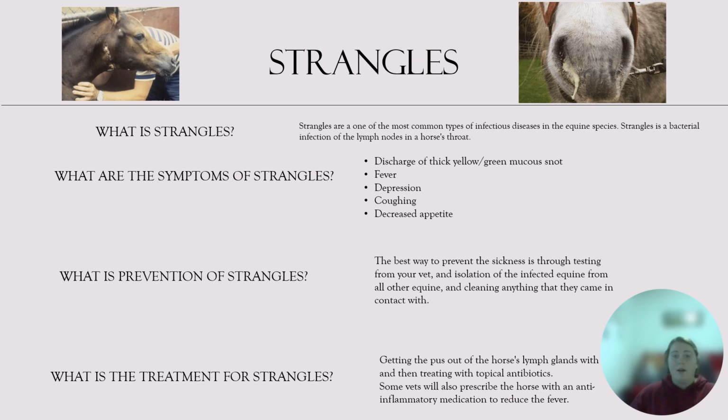Strangles is one of the most common types of infectious disease in the equine species. It is very, very popular among the equine industry. Strangles is a bacterial infection of the lymph nodes in a horse's throat. So some symptoms of strangles are the horse will have a discharge of yellowy green mucus, snot looking stuff coming out its nose. You can see that in the picture on the right of what that discharge is going to look like.